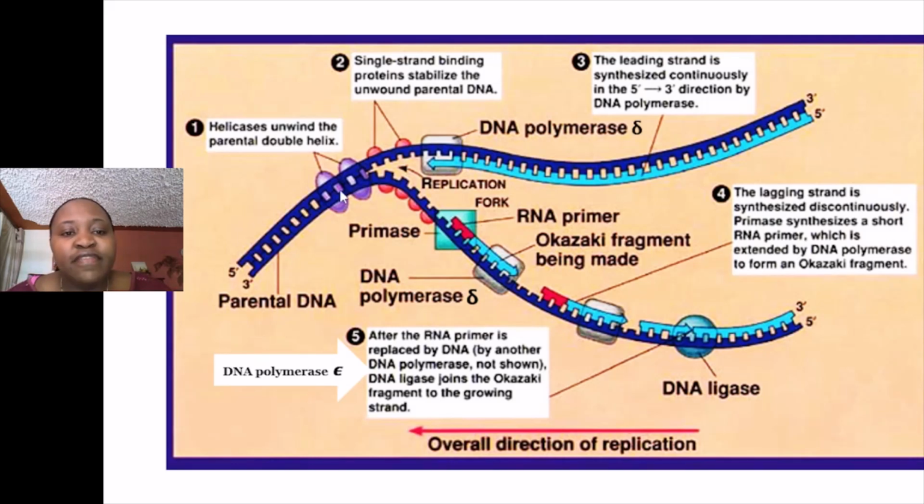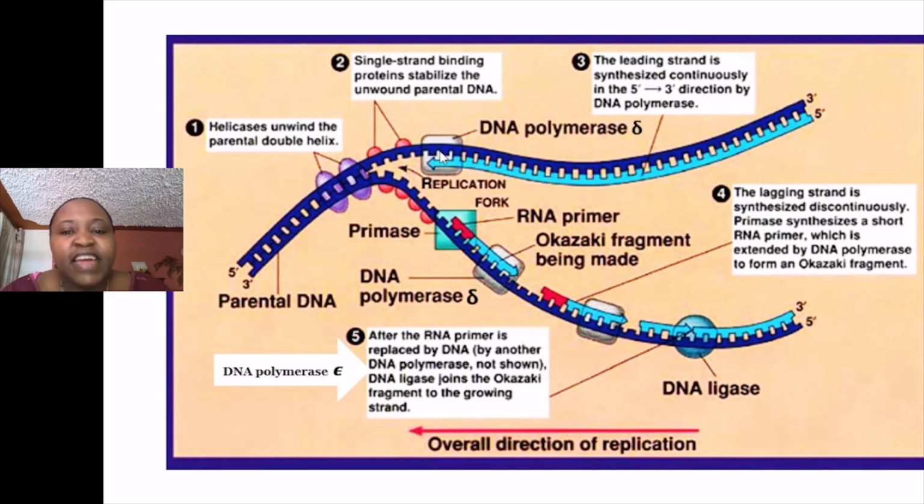So we have the helicases opening the double helix, and then to prevent the opened DNA from winding back, we have what we call single strand binding proteins that stabilize the unwound parent DNA. You can see them there in red.